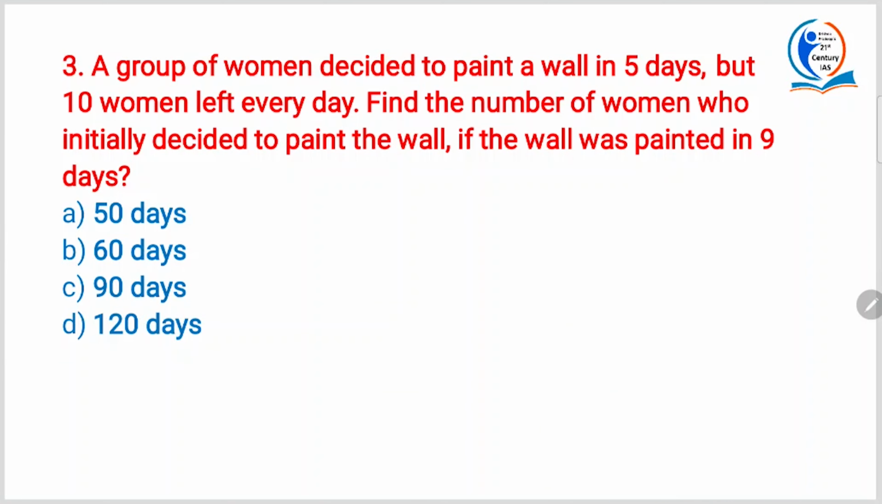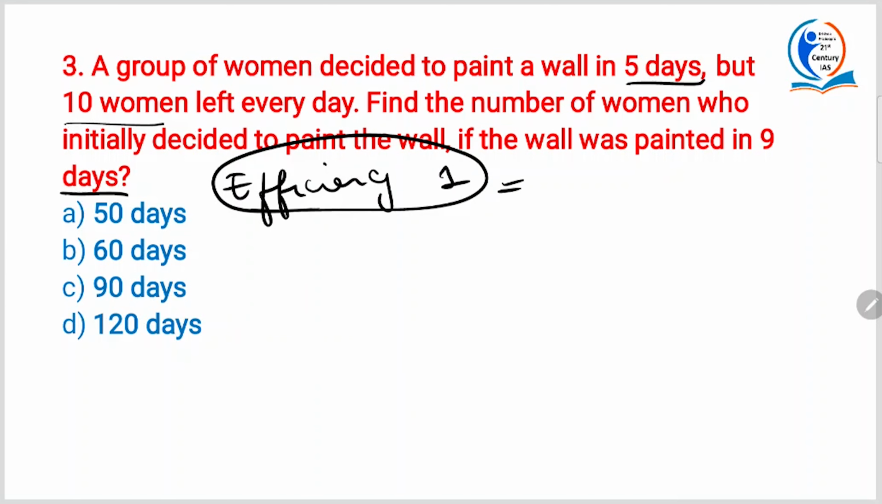Alright. A group of women decided to paint a wall in 5 days, but 10 women left every day. Find the number of women who initially decided to paint the wall if the wall was painted in 9 days. See, if you consider the efficiency of each woman to be 1. Okay, we'll put it aside.